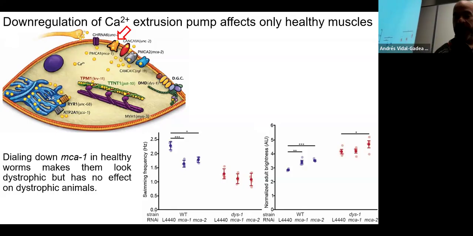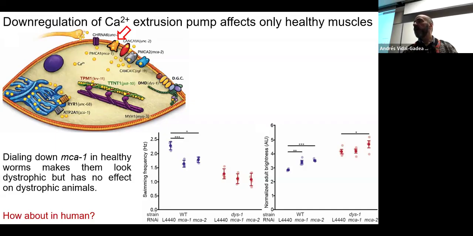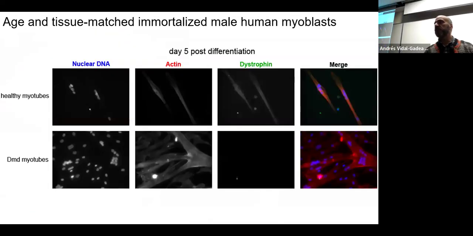Then we went on and actually found that in the worm, that pump is actually downregulated in dystrophic muscles, right? And so it seems like the reason dystrophic muscles have elevated calcium, at least early on, is because this pump is not being expressed at normal levels. But the question is, okay, that's in worms, but we want to cure humans, not worms, right? So what happens in humans?